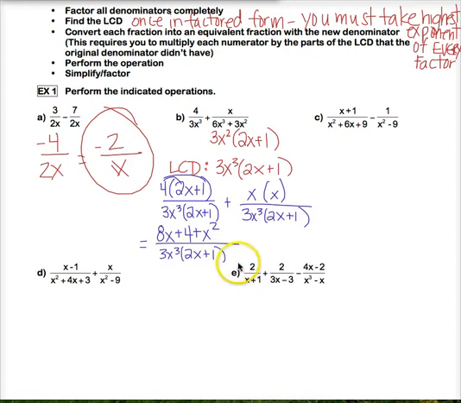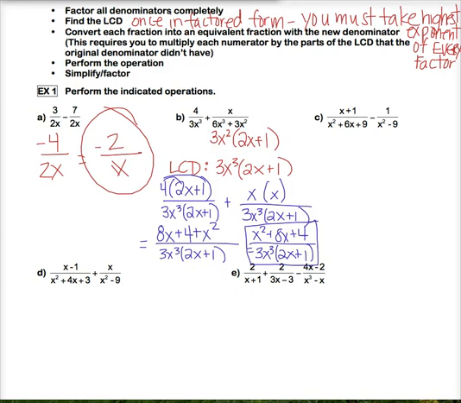Now what we would do here is we would try to simplify this as much as possible, so I would put it in standard form, x squared plus 8x plus 4. And what I would usually try to do is try to factor that, because sometimes when you factor it, it's going to cancel with something in the denominator. But here, this isn't factorable. There's nothing that multiplies to 4 that adds to 8. So there's nothing I can do there, so this is going to be my final answer.